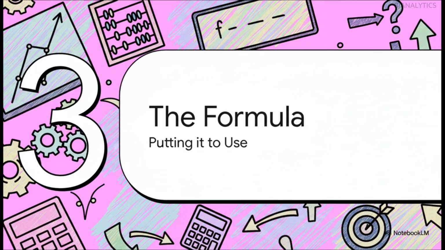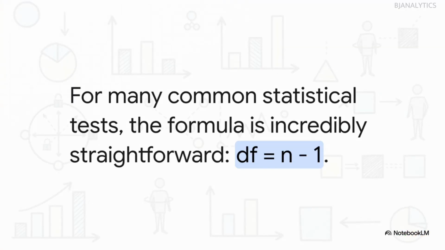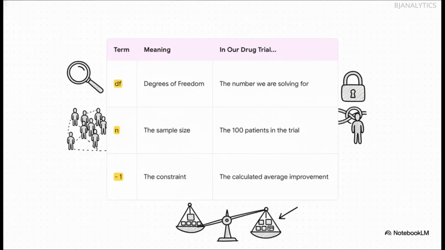All right, section 3, the formula in practice. So let's get practical. How do we actually calculate this thing and use it? The good news is, for a lot of the most common tests out there, the formula is super simple. It's just df = n - 1. And yeah, df is just short for degrees of freedom. Okay, let's plug in the numbers from our headache trial. So n is our sample size. That's the 100 patients. The -1 part, that's our constraint.